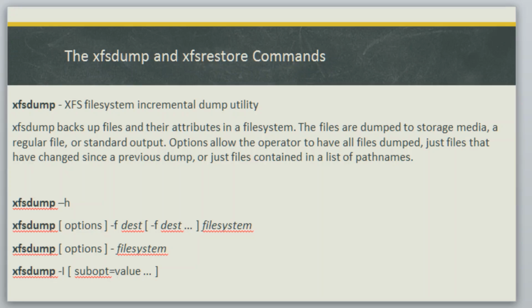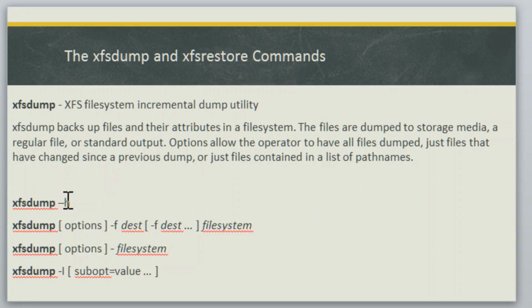All right, let's go ahead and look at the xfsdump and xfsrestore commands. So guys, xfs is a file system, and xfsdump is an xfs file system incremental dump utility. xfsdump backs up files and their attributes in a file system. The files are dumped to storage media, a regular file, or standard output. Some options below allow the operator to have all files dumped, just files that have changed since the previous dump, or just files contained in a list of path names.